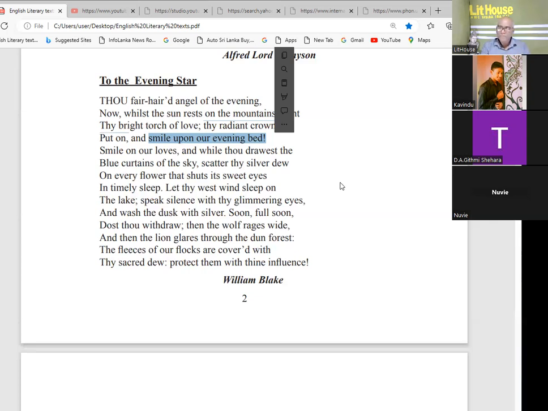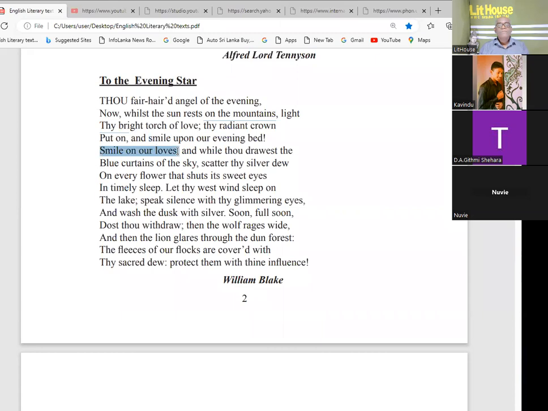What is the idea? Evening bed means sleeping people, sleeping world, right, in a broad sense. Bless the sleeping people. Evening bed means sleeping people. Note it down. Please protect the sleeping people. That is the simple idea. Smile upon our evening bed. Very indirectly, he requests. This is another request.